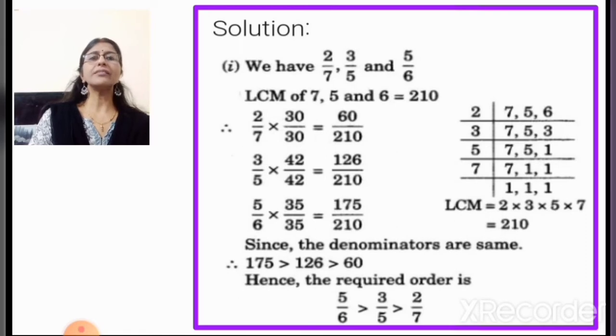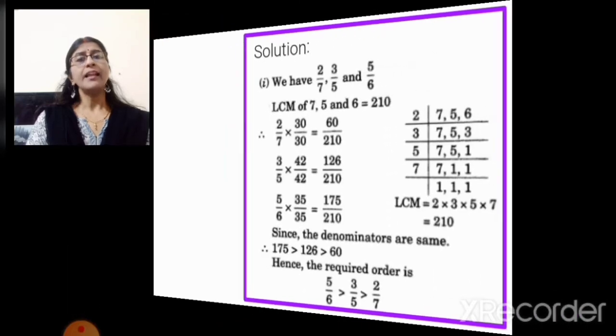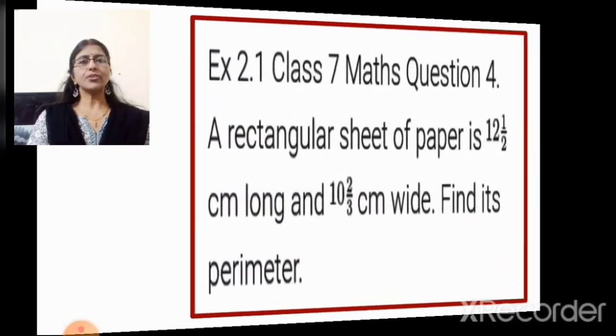Now we will write down the fractions. Instead of 175, we will write 5 upon 6, which is greater than 3 upon 5, and 3 upon 5 is greater than 2 upon 7. So this is the way you will have to arrange the fractions in descending order. The next one I have not done, that you will do in your homework notebook for practice. Now let us go to the next question.